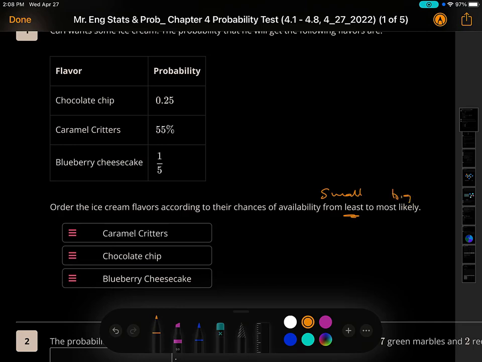So I think decimals is the easiest one. To change a percent to a decimal, you just move it over. So this would be 0.55, 0.25. And then this one you can just multiply by 20, so you get 20 over 100, which gives you 0.20. So the smallest one would be the blueberry, and then chocolate chip, and then caramel critters.